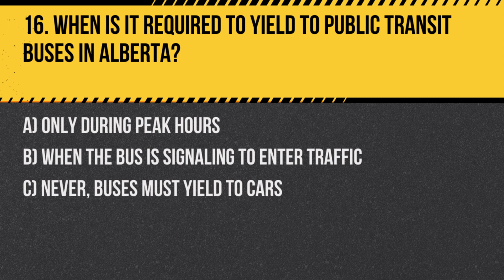Question 16. When is it required to yield to public transit buses in Alberta? A. Only during peak hours. B. When the bus is signaling to enter traffic. C. Never. Buses must yield to cars.